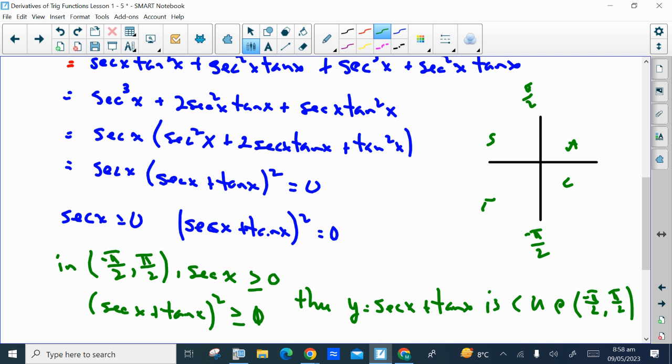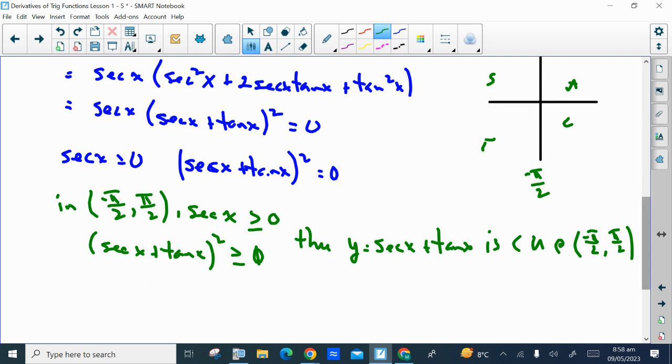So again, by using the CAST rule, we didn't even have to find our critical numbers. We didn't even have to set up our number line and find the value of the second derivative in the intervals. Okay?